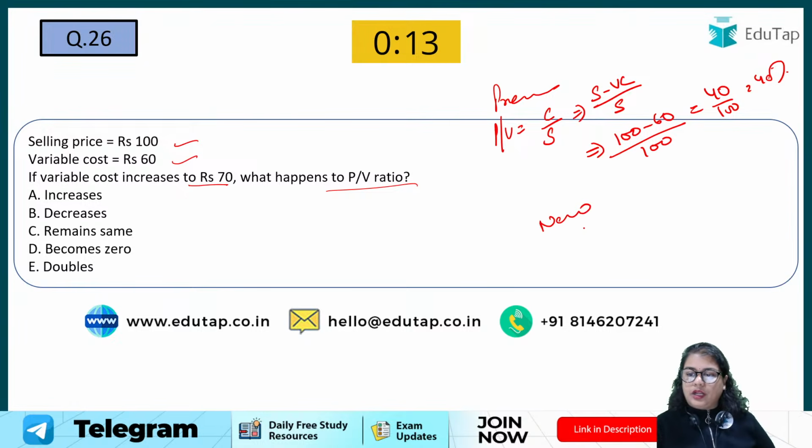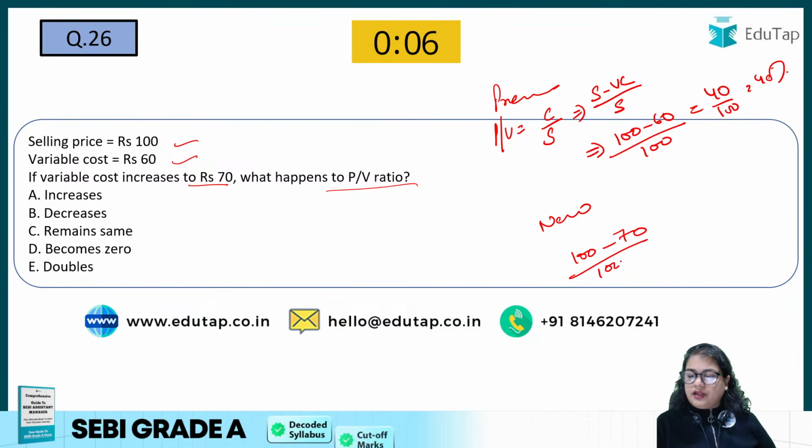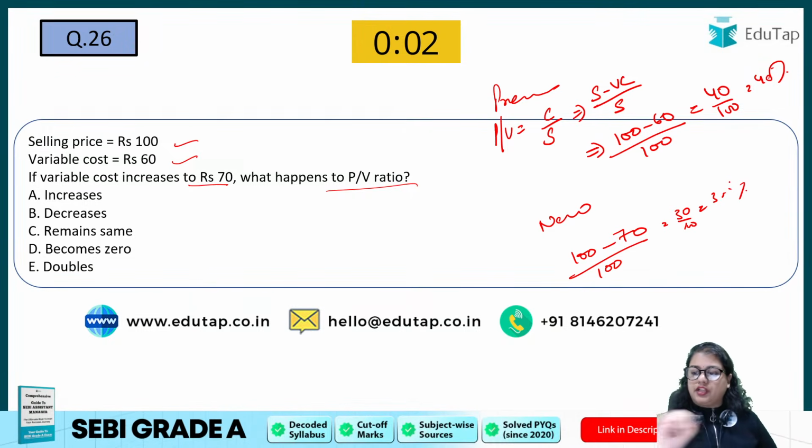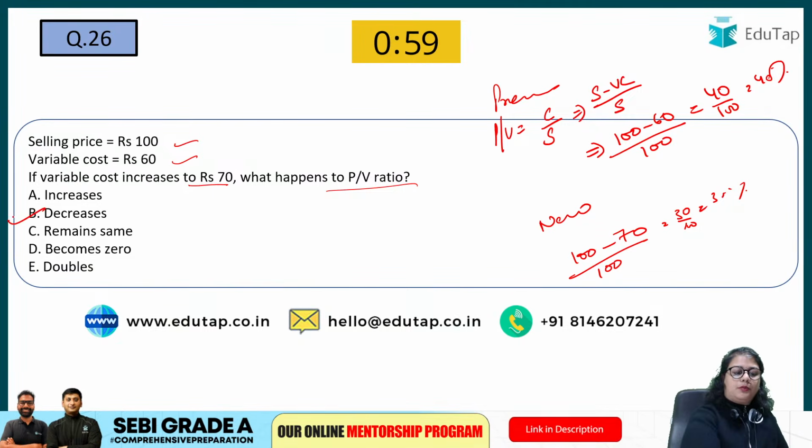And the new one would be how much? 100 minus 70, because the variable cost has increased from 60 to 70, divided by 100. So that will be 30 divided by 100. So that will be 30%. So what happens to PV ratio? It reduces. It decreases. So the answer is option B.